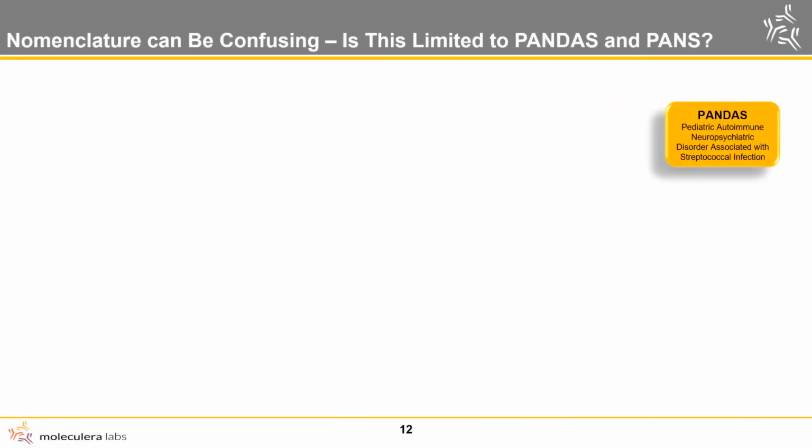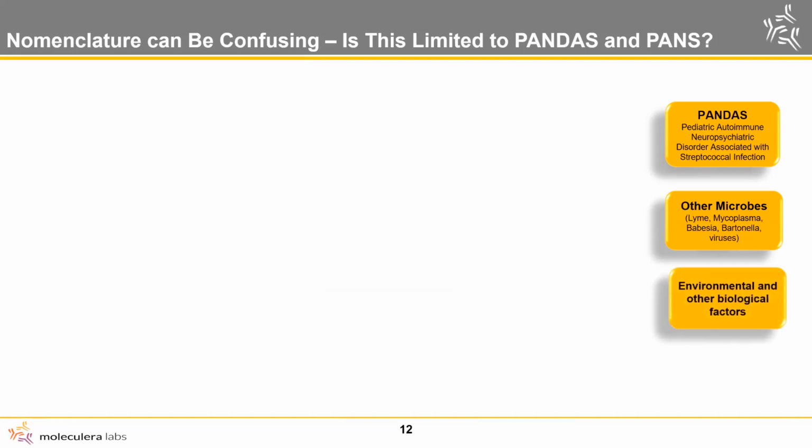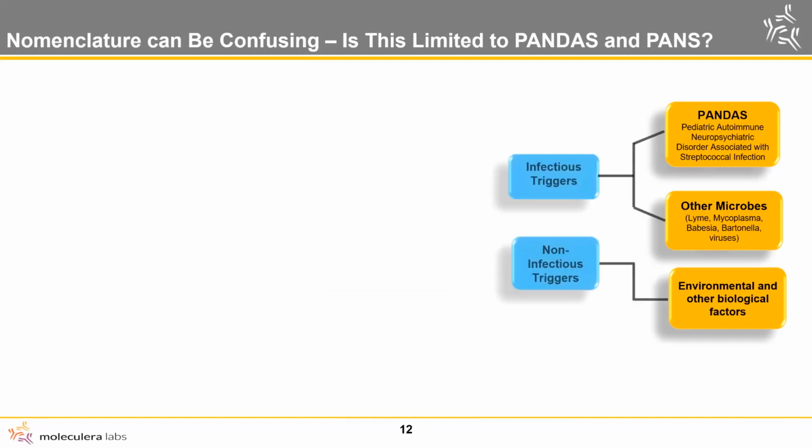So I want to briefly talk for a moment about nomenclature, because it can be confusing. If you've heard about PANDAS, which stands for Pediatric Autoimmune Neuropsychiatric Disorder associated with a streptococcal infection, this is referring to sudden onset of various types of neuropsychiatric disorders after a streptococcal infection in children. It has been known also that other microbes will trigger this, and that includes Lyme, Mycoplasma, Babesia, Bartonella, and other viruses. And then also it's believed that other types of environmental and biological factors can contribute or trigger this also. And so that gives us either infectious triggers or non-infectious triggers.